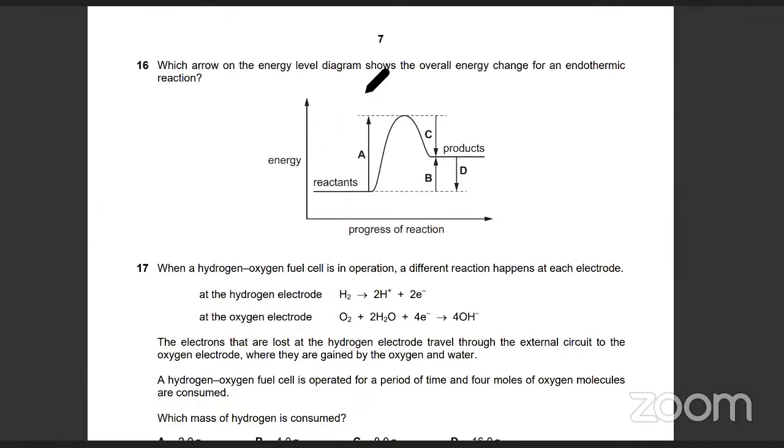Okay, which arrow on the energy level diagram shows the overall energy change for an endothermic reaction? Which arrow is it? Delta H, overall energy change. B.